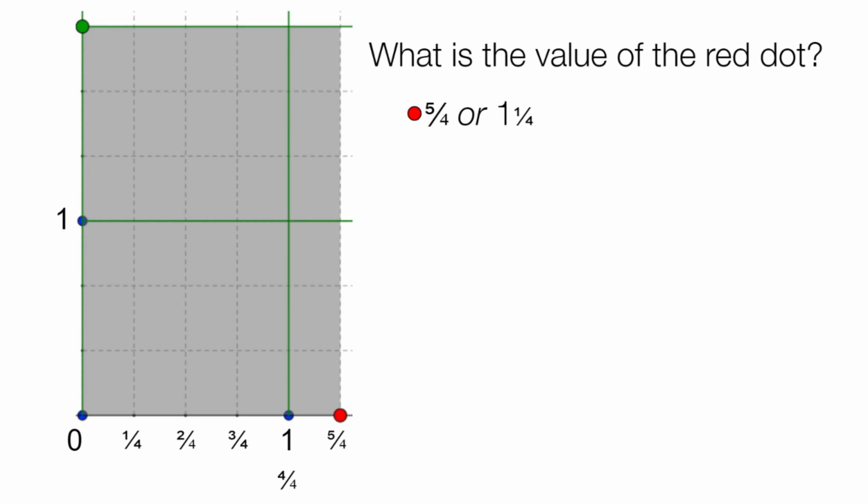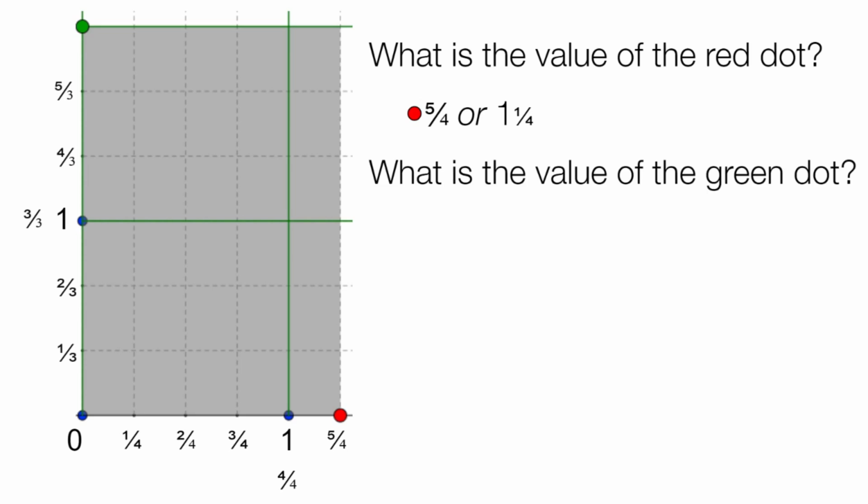So now let's look vertically going up and down, and what is the value of the green dot? And there's some help for you. If you look going up and down, the whole going that way is divided into thirds. So what is the value of the green dot? If we're counting 1/3, 2/3, 3/3, 4/3, 5/3, the green dot would be 6/3. And another name for that would be 2 wholes. All right.